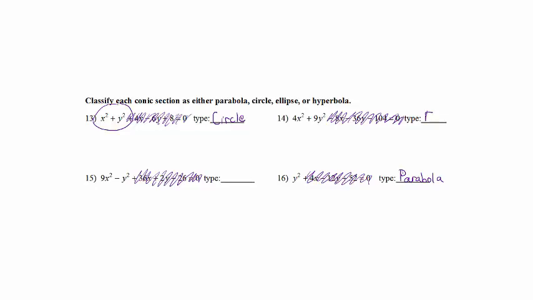So our ellipse is the one that has 4x squared and 9y squared, and then our hyperbola is the one where we're subtracting. Now it could have been switched around. We could have had y squared minus 9x squared, and that would be fine, but one of the two of these has to be negative, but not both.